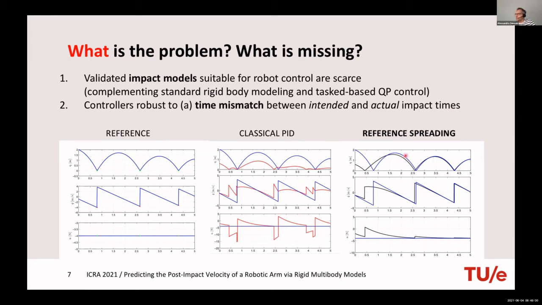So in the past years, we started in 2014, we developed a control theory framework that is called reference spreading. We essentially propose to use not just one reference when tracking an impact trajectory, but having more than one, and switching between tracking one or the other, depending if a real impact has been detected.